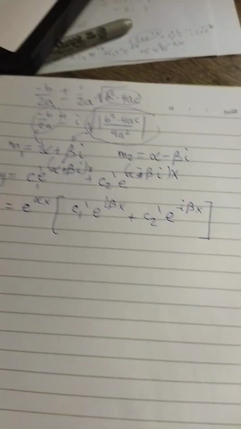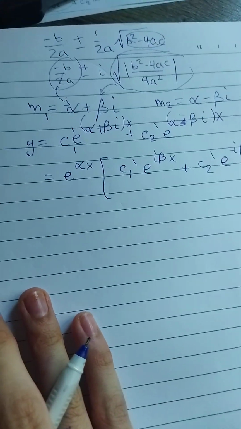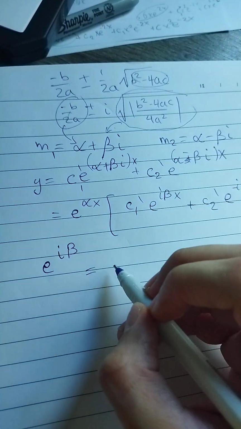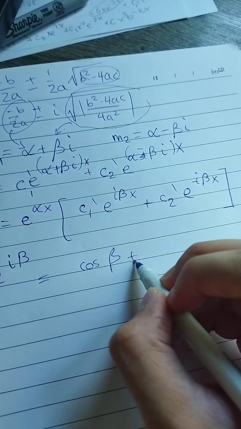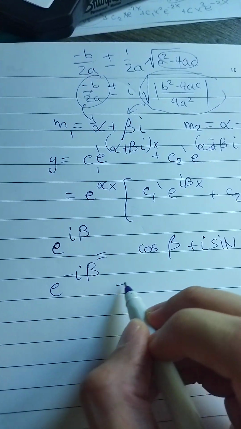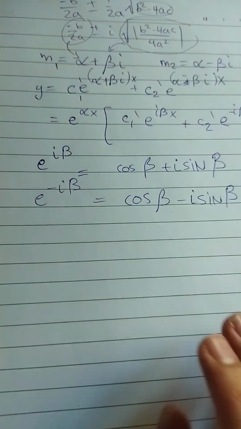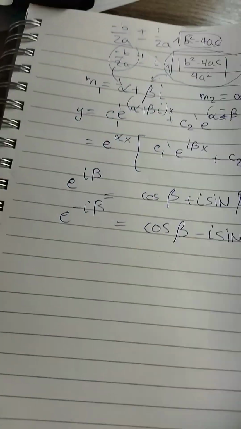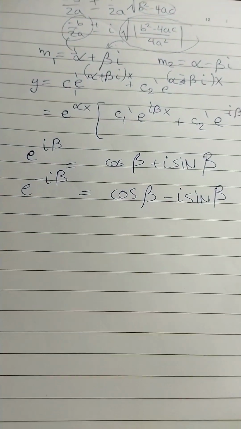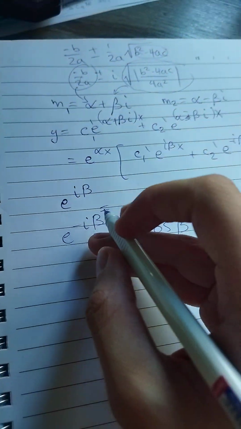And now we can make use of some complex identity that we learned. It is that e raised to the i beta equals cosine beta plus i sine beta, and that e to the negative i beta equals cosine beta minus i sine beta. This is a complex identity that can be proved using the Taylor expansion of e and the Taylor expansion of sine and cosine.